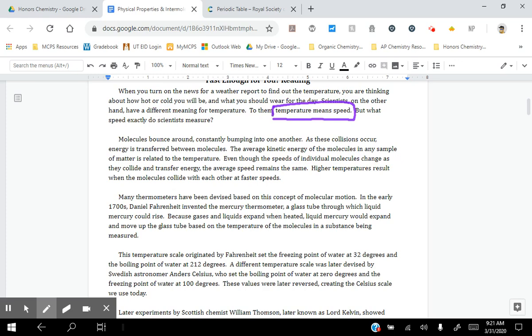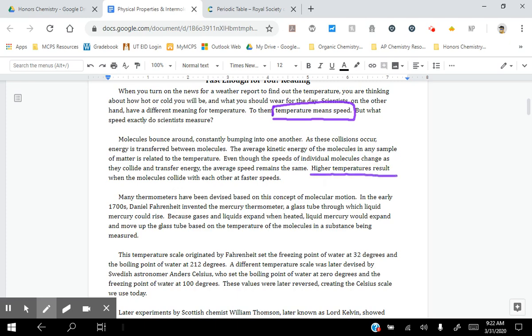So we know that as we study molecules, they will bounce around and constantly bump into each other. As they bump into each other, we call this a collision. Energy is transferred between molecules when they collide. The average kinetic energy, kinetic meaning motion, so the average energy due to motion, in any sample is related to the temperature. Even though the speed of individual molecules may change as they collide and transfer energy, the average speed or the average kinetic energy will remain the same. This is a key idea.